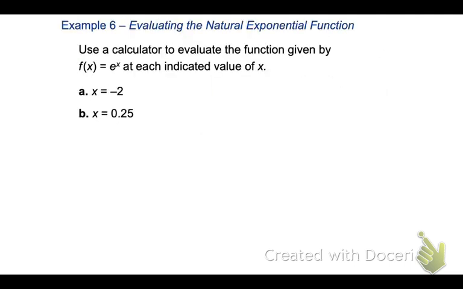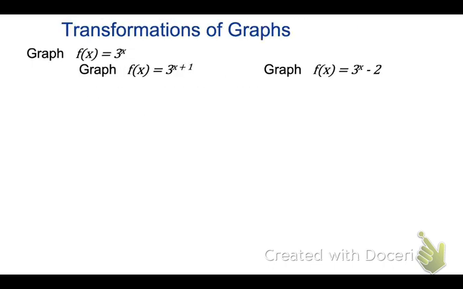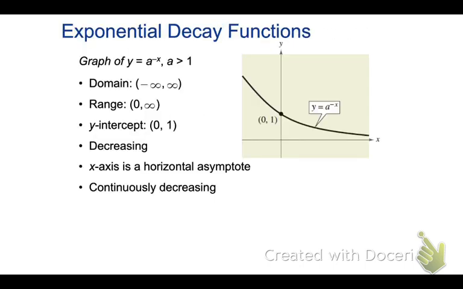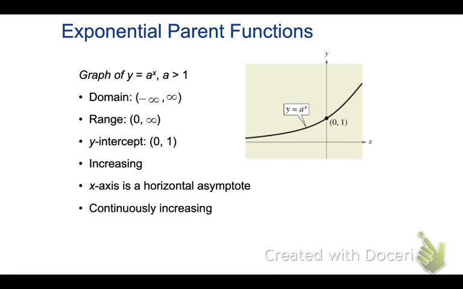Everything else is the same as your growth function. You don't need to rewrite it. Everything would be exactly the same with the natural exponential function, except it'd be e to the x. Other than that, everything is the same. The y-intercept is (0, 1). The domain is all real numbers. The range is greater than 0. It's increasing. Nothing's changed. Okay?